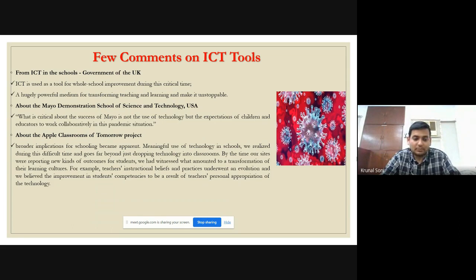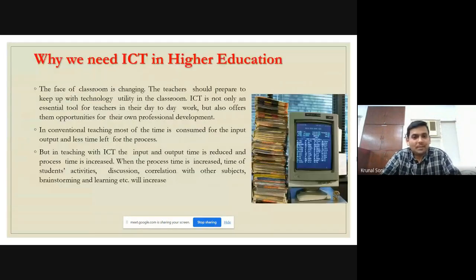This Apple Classroom is saying that whatever improvement has happened in the students is not because of the ICT tools only, or only because of the efforts of the teachers, but it is a joint effort of ICT tools and the teachers' appropriateness, or the knowledge that they are sharing with the students according to the requirements of the market and the corporates, right?